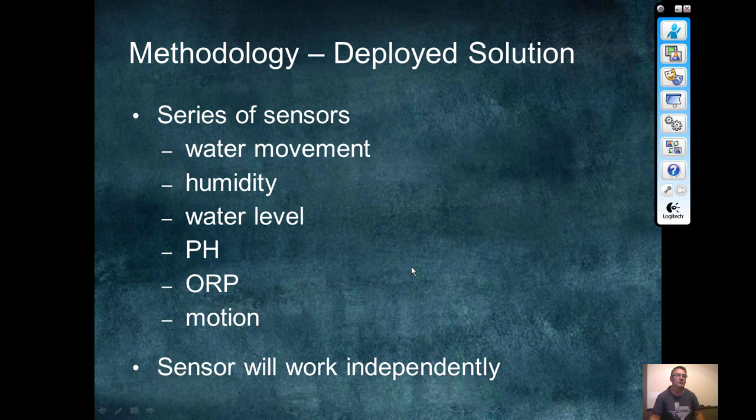So the deployed system, the one that's out in the field, consists of a series of sensors. We have a water movement sensor that helps us detect, with a slide scale on the side of the pool, the amount of water movement that's taking place. We have a humidity and water level sensor, and that's used to monitor evaporation in the pool. We have pH and ORP sensors, which are used to constantly monitor the chemical composition of the pool, as well as motion sensors to help with perimeter security around the pool, things getting into the pool.